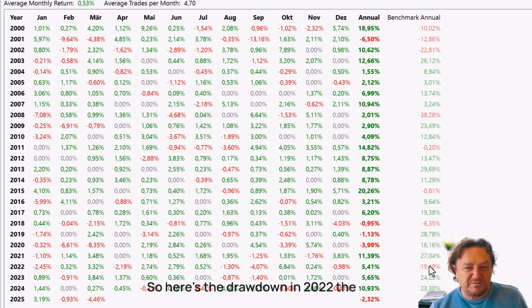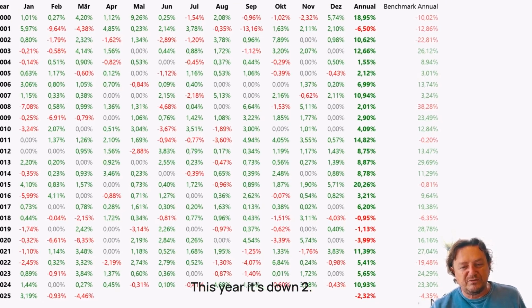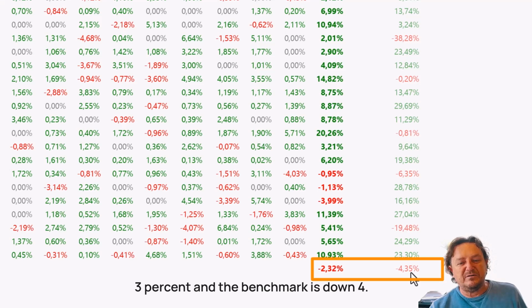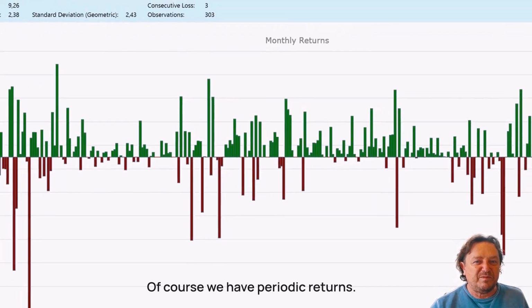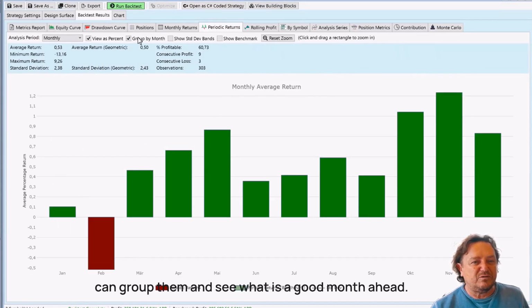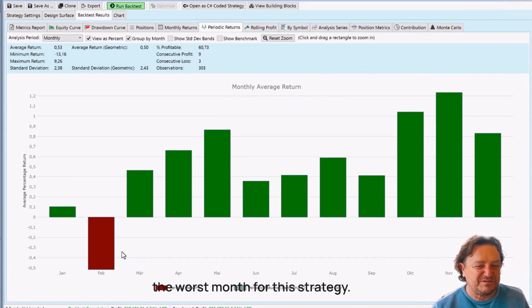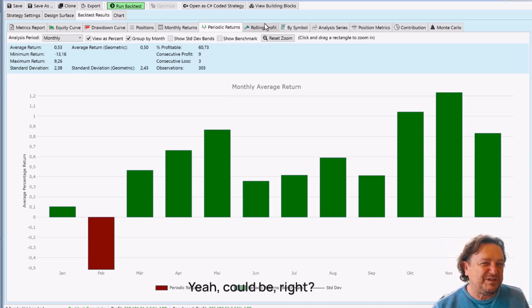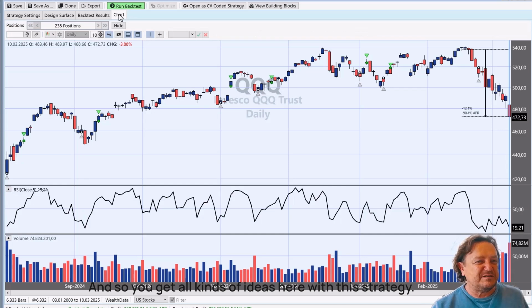So here's a drawdown. In 2020, the benchmark, the SPY is down 20%. The strategy is up 5%. And that is important. This year, it's down 2.3%, and the benchmark is down 4.35%. So that's an interesting thing. Of course, we have periodic returns. We can actually look at the monthly, and we can group them and see what is a good month ahead. And here you can see February is actually the worst month for this strategy. Yeah, could be, right? And so you get all kinds of ideas here with this strategy. I just wanted to show you that, and it's easy to trade.